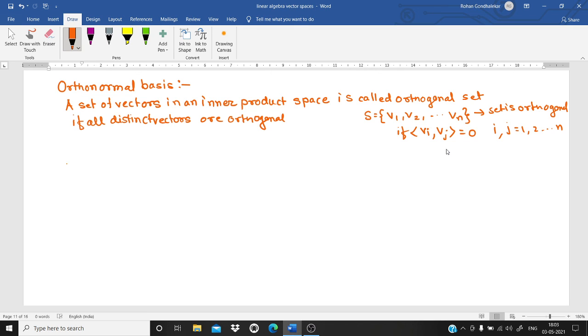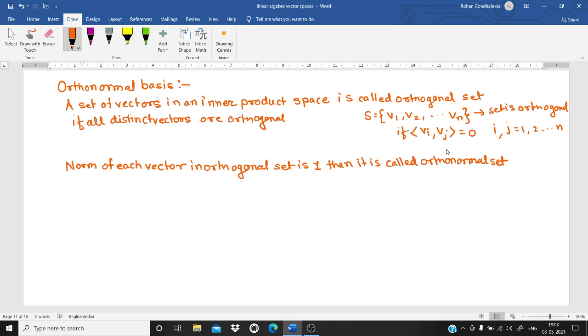Now, we call it an orthonormal set if the norm of each vector in the orthogonal set is 1, then it is called an orthonormal set.